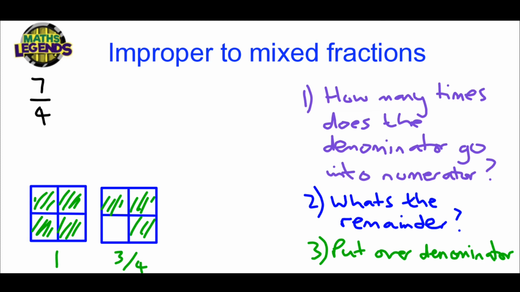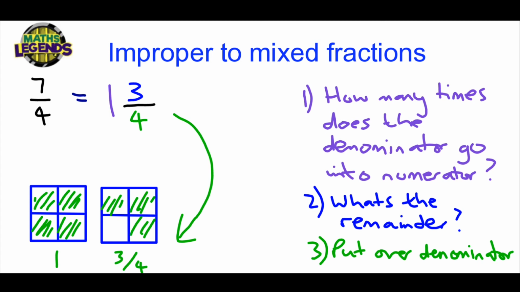But let's use our rules. So how many times does the denominator 4 go into the numerator 7? It goes in once. What's the remainder? Well, we got to 4. We try to get to 7. So we have remainder 3. And we put it over the denominator we started off with, which is 4. Again, it's the same answer.